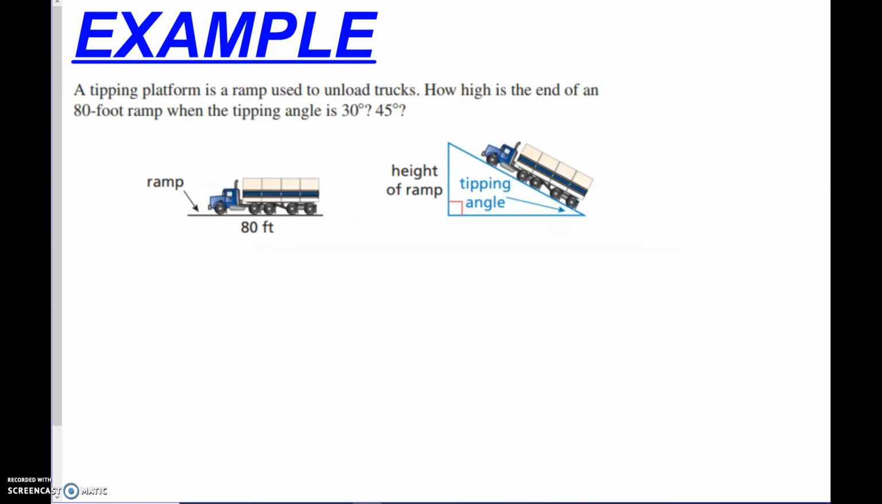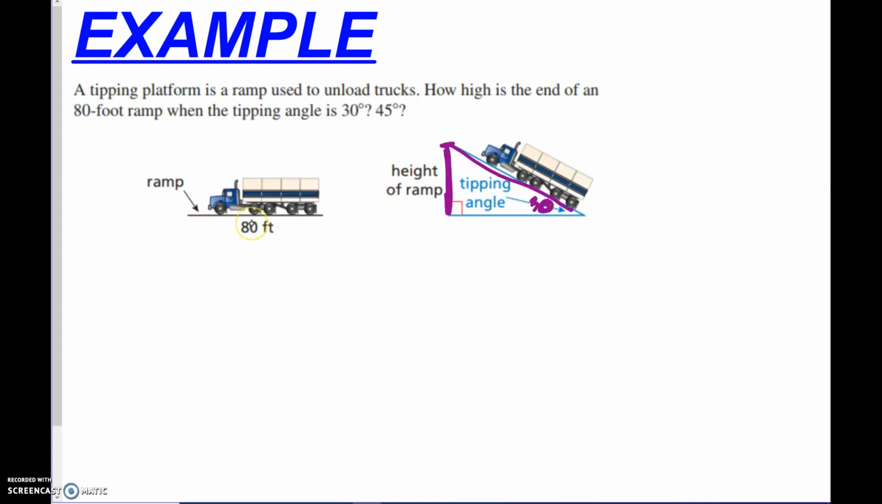We've got a ramp and a tipping angle. So how high is the end of the 80-foot ramp? We have an 80-foot ramp here, and they want to know how high this is going to be. It's going to depend on what kind of triangle we have in here. The tipping platform is going to be an 80-foot ramp when this tipping angle is 30 degrees.